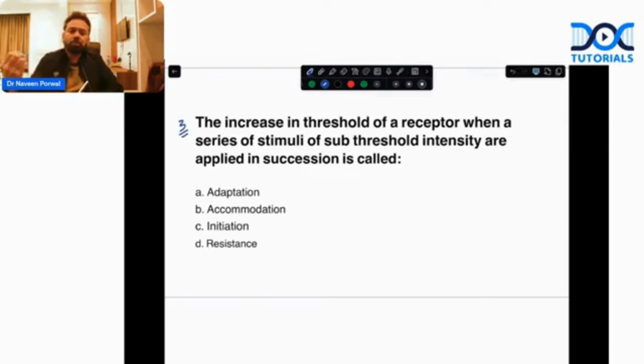This question comes almost everywhere in any exam, but they will change the question. The topic is the same. The increase in the threshold of a receptor when a series of stimuli of subthreshold intensity are applied in a section is called adaptation, accommodation, initiation, or resistance. What is the answer? If there is a continuous subthreshold stimulus, it will not generate an action potential.